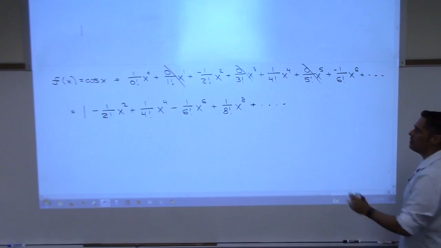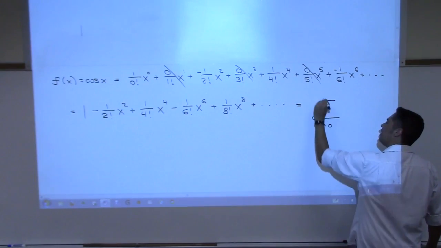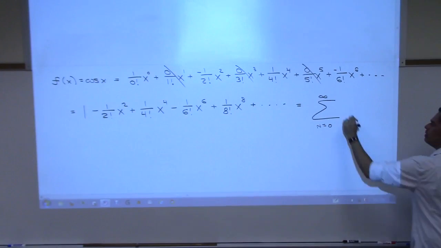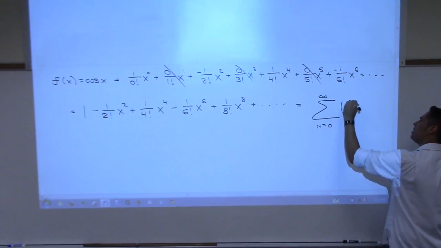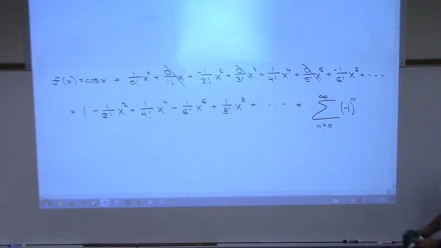Can you give me a formula for this one? It's alternating, starting what? Positive. So how about negative 1 to the n? Oh, it starts the same way, doesn't it? Okay.